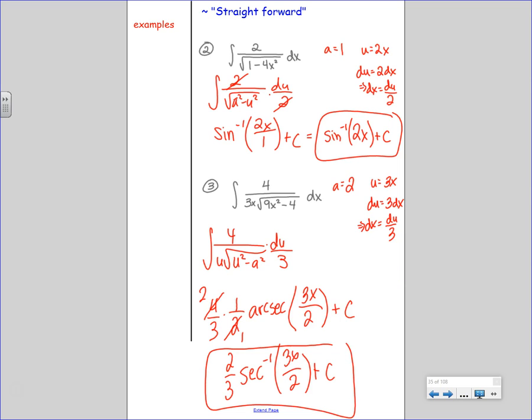I understand it all. My only question is why is a 2 instead of 3x? Because specifically, in order to match arc secants, I need u squared minus a squared. So the a had to come from this constant. Okay. And so I have to square root. And that 3x is accounted for by the u. Now, here's the problem, guys. All of those were labeled straightforward.